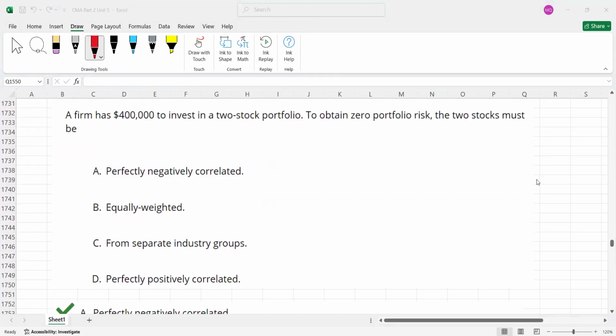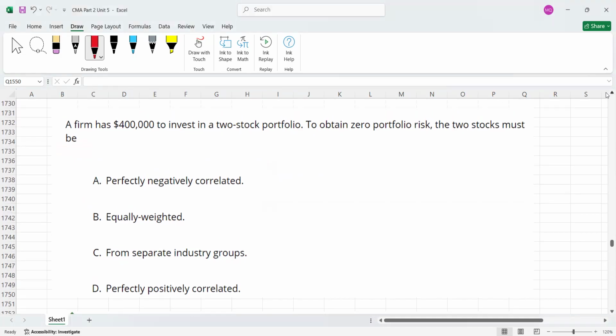Okay, so we got another question here. They're saying that a firm has $400,000 to invest into a two-stock portfolio, like you have two stocks, maybe A and B, for example. So you have a total of $400,000 to invest. To obtain zero portfolio risk, you don't want to take any risk, so the two stocks must be what?